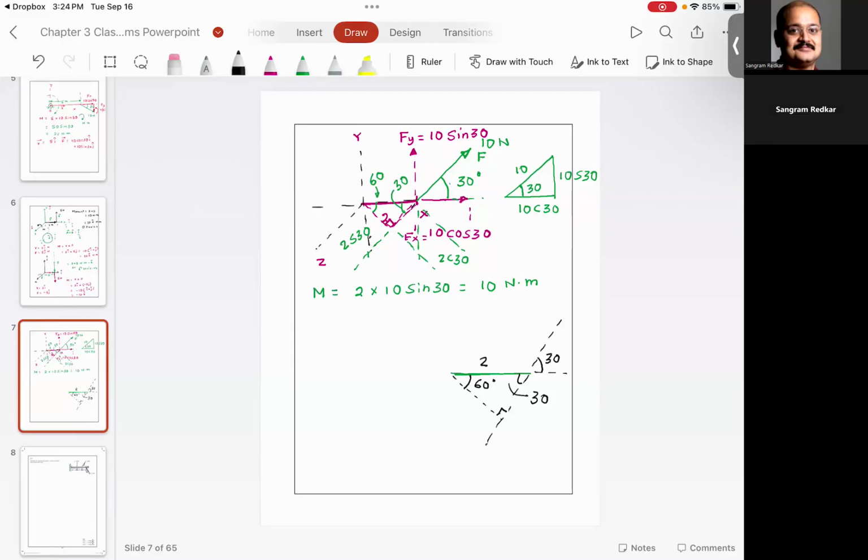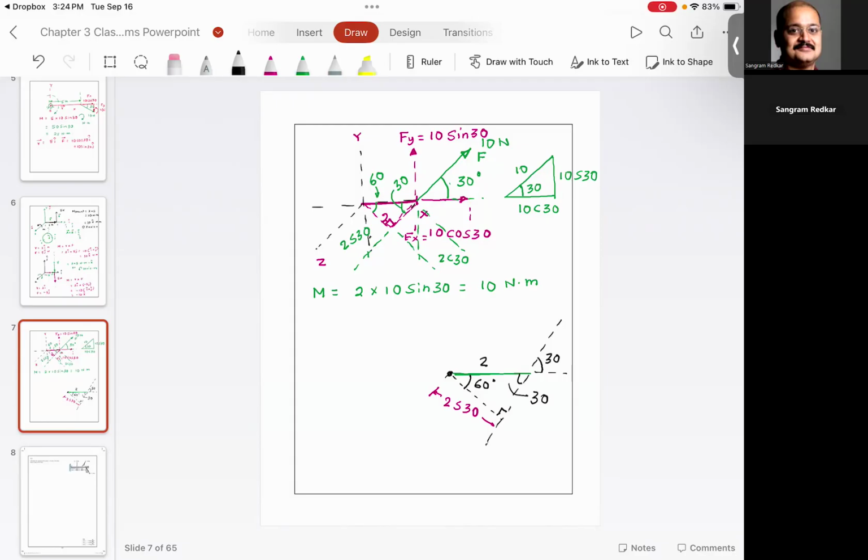So instead of resolving the force into its x and y components, I resolve the distance, or the radius, along perpendicular to the force and parallel to the force. Do you agree with me? And now this radius is 2 sine 30, or you can see that this is 2 cosine 60. Are you with me?